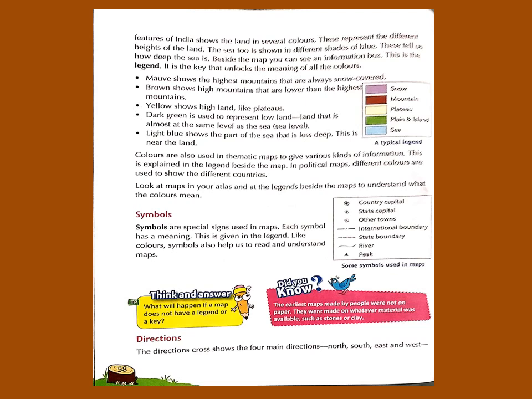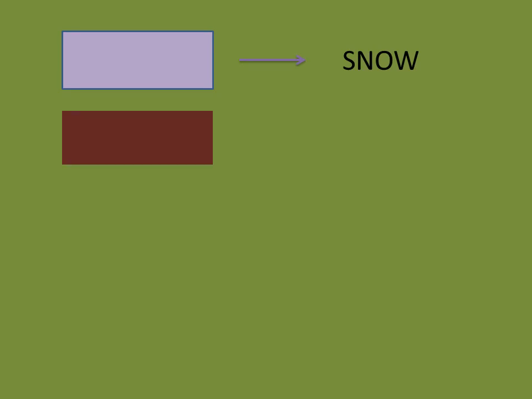Here also one box is given. Can you see the box? Yes. The first one is a mauve colored box. Mauve shows the highest mountains that are always snow covered. So the color mauve is used to depict snow. Next one is brown. Brown shows high mountains that are lower than the highest mountains. So brown is used to show the high mountains, not the highest one.